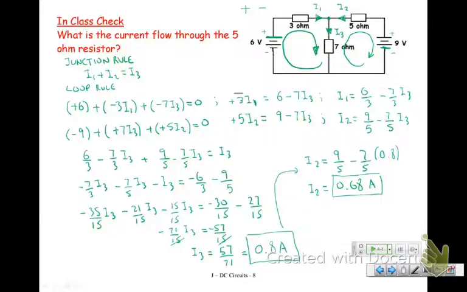So not bad, eh? Not bad. Sir, if you change the loop, does that also change the equation? If I change the loop direction, I change the equation, yes.